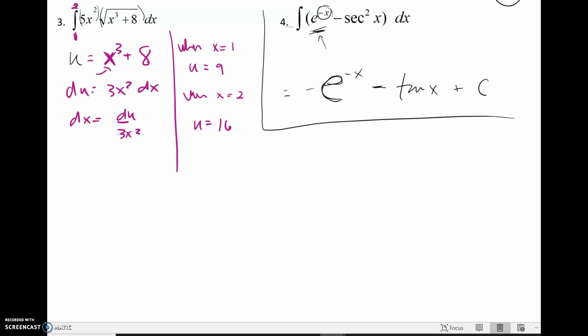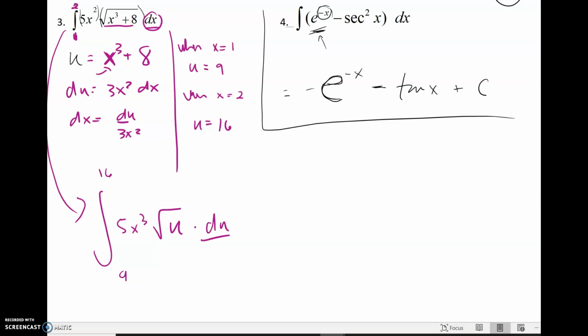So when I do my substitution, not only do I have to sub out x and dx, but also these x values, right? Because I'm changing everything to u. So here's what this now looks like. I am going from 9 to 16. 5x squared times the square root of u times dx, which is du over 3x squared, and then I can kill my x. There's my typo. That should be a 5x squared. Cancel and cancel, and then I end up with the following.